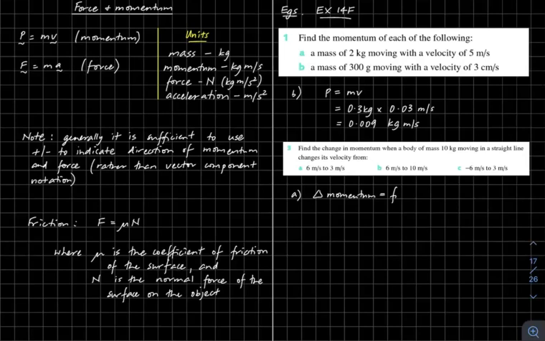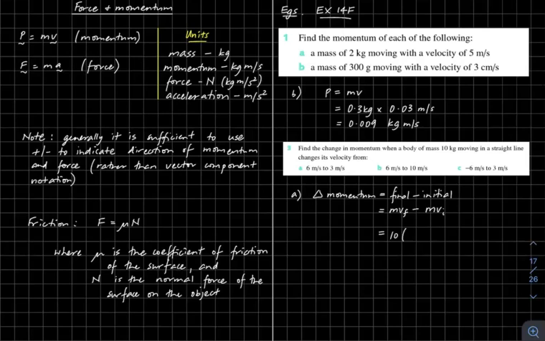Change in momentum is going to be the final minus the initial. That's what we do with any change, isn't it? Change in velocity, change in acceleration. So that's going to be m times, let's say, velocity final minus m times velocity initial, which is just going to be, what's the mass here?